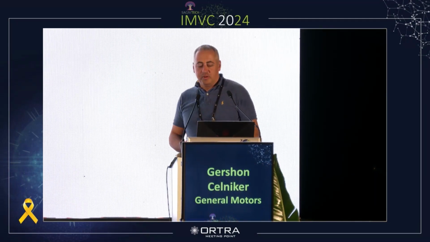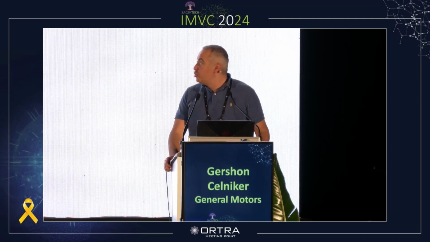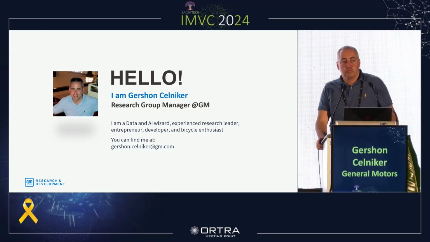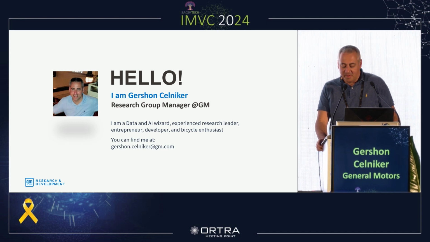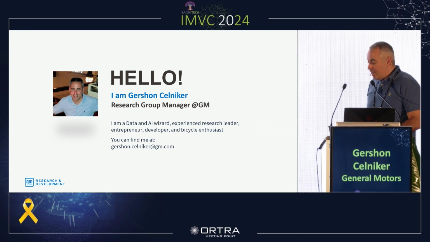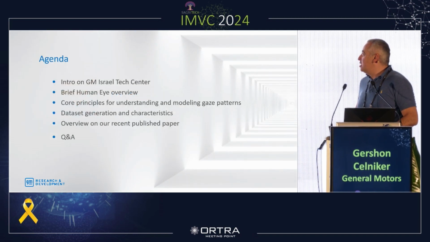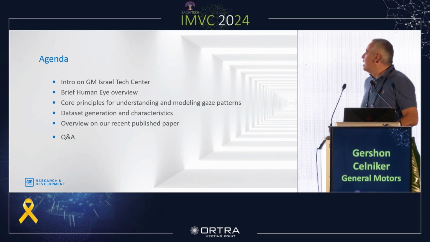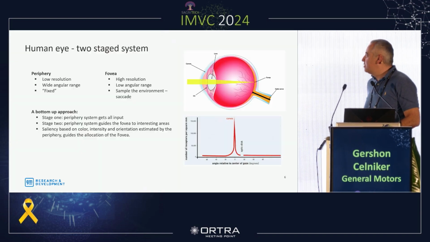All right, so a little bit about myself. I'm a lab group manager at GM, General Motors here in Israel. We have a technical center, quite big, 850 employees, and we're working on autonomous, semi-autonomous vehicles, level 2, level 3. I will talk a little bit about the human eye, core principles on understanding the eye gaze and the modeling, and our data set, and some really, really briefly three research works that we recently published.